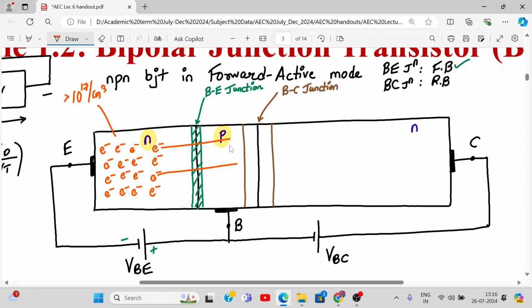The name emitter has a significance. It's a source of carriers. The electrons from the emitter are emitted or injected into the base region. Now let's come to the base region.